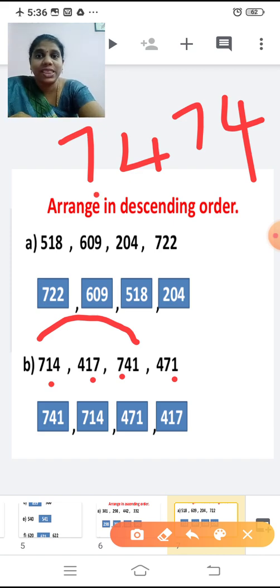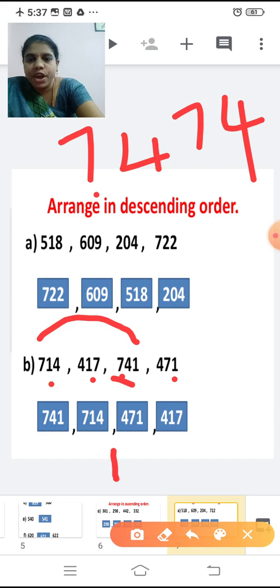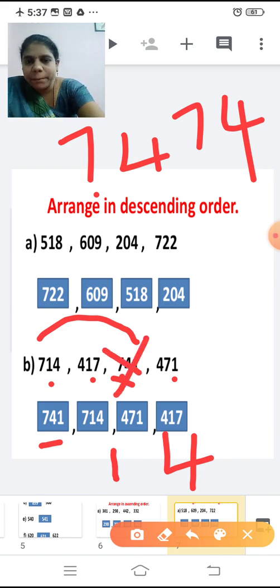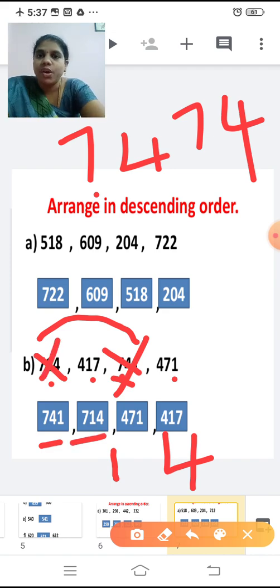So now compare between the first number and third number, 714 and 741. Now see the digit at the tens place. Shall we compare the digit at the tens place? Yes, in first number we have 1 in the tens place. In third number we have 4 in the tens place. Now tell me which is bigger? 4, right? So 741 is the biggest number. 741. Then 714. So write 714. First is 741. Then 714.